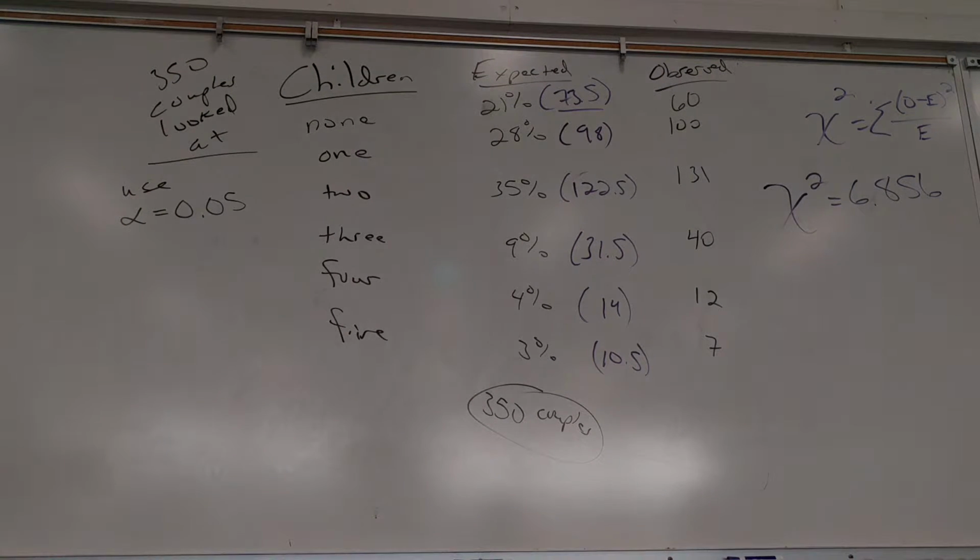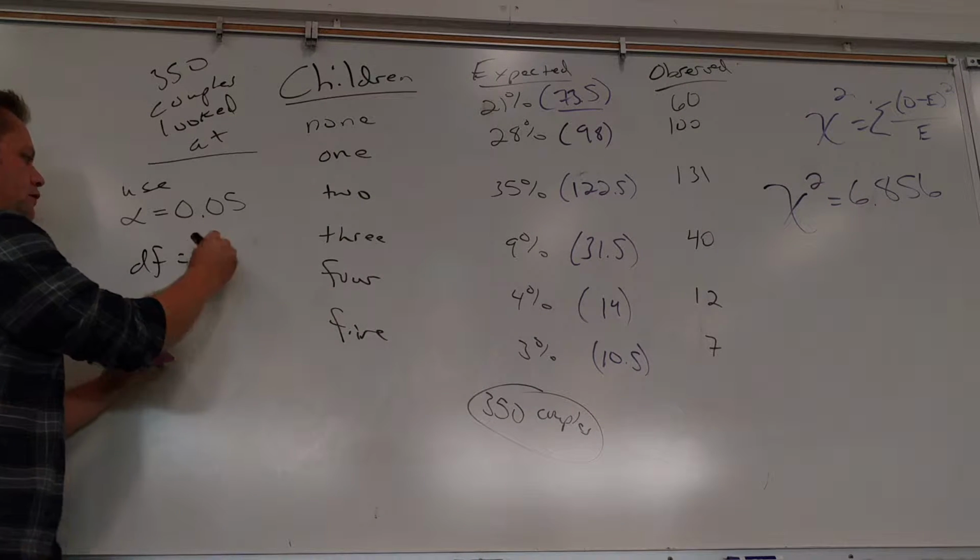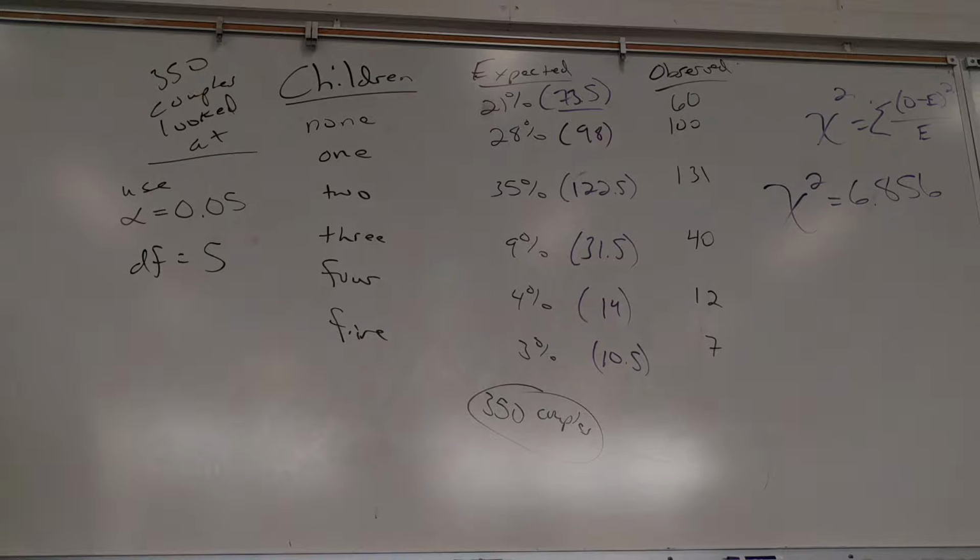What's the degrees of freedom? I like it. There's 6 categories. Degrees of freedom is 5. So I've got degrees of freedom 5, and I've got 0.05. 11.071 is my critical score, like where the rejection region starts.